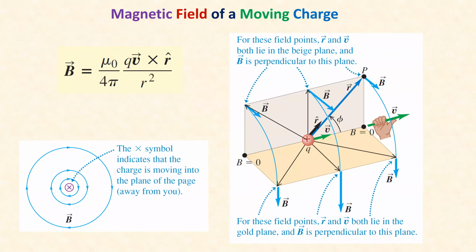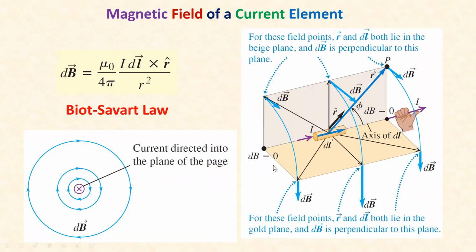So far, we talked about the magnetic field created by a moving charge, given by this formula, and this is the pattern. It's going around the velocity vector. Also a current element, a piece of wire that has a current I in it, behaves exactly like that. The magnetic field is exactly like that of a moving charge, because I dL is the same as Q times V. And this is called Biot-Savart's law.